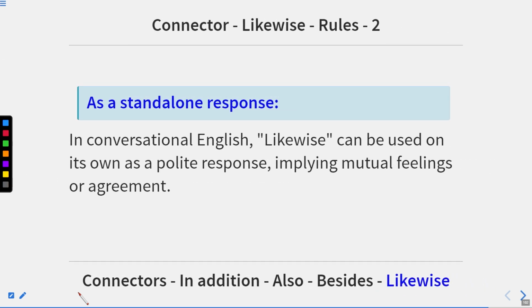As a standalone response. Now, likewise is that word that can stand alone in your speech. Suppose I say, I'm happy to meet you. I'm very pleased to meet you. Now, it is your turn to answer me. What you can do is simply use the word likewise because you feel the same as I do. So, in conversational English, likewise can be used on its own as a polite response, implying mutual feelings or agreement.